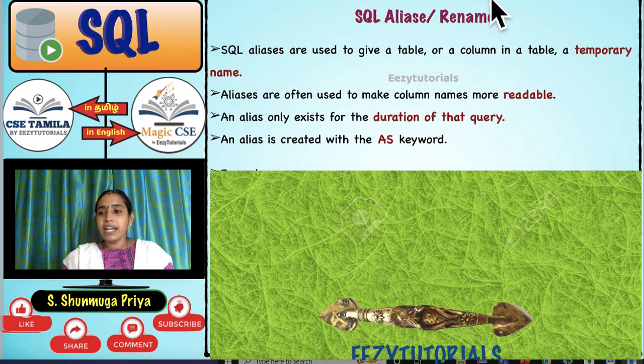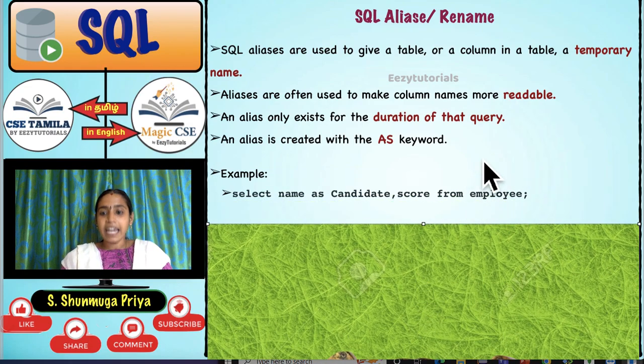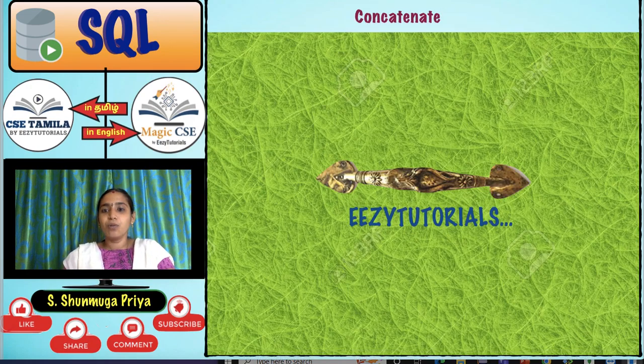You can also rename the table as well. So we'll be learning complex queries, subqueries, join operations and all. There you will be using the table name again and again in the same query itself. So at that time, if you are using the renaming operator as, it will be easy for you to write the query. We'll be seeing that during that time.